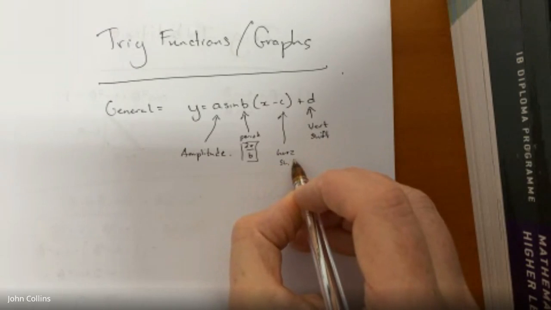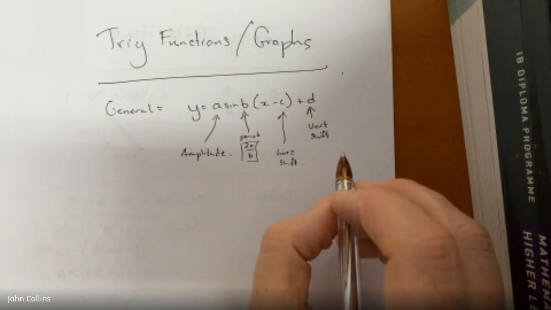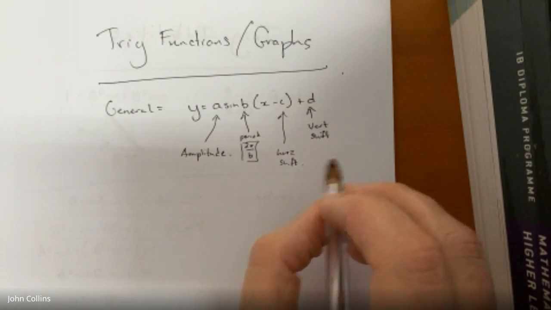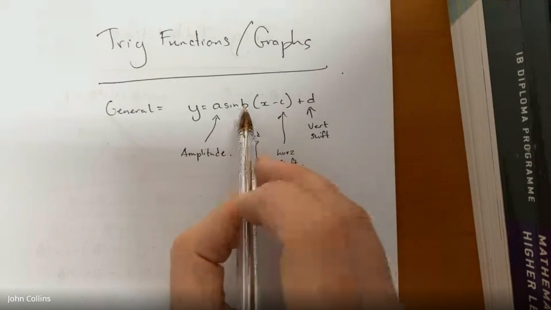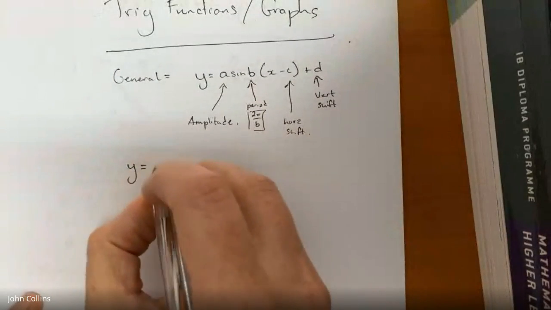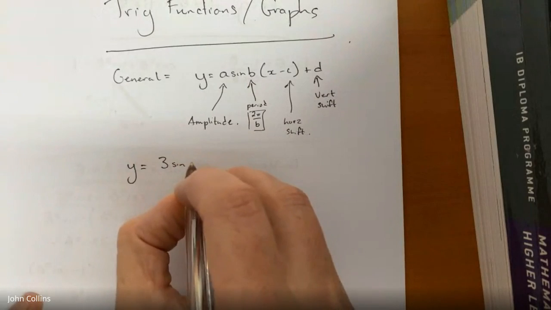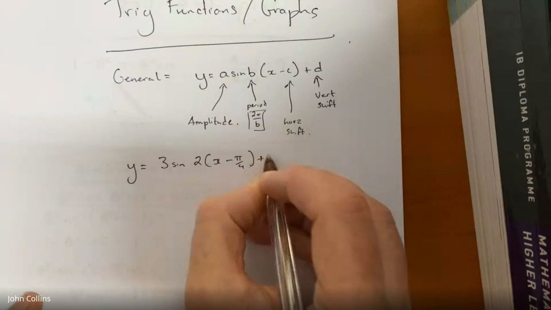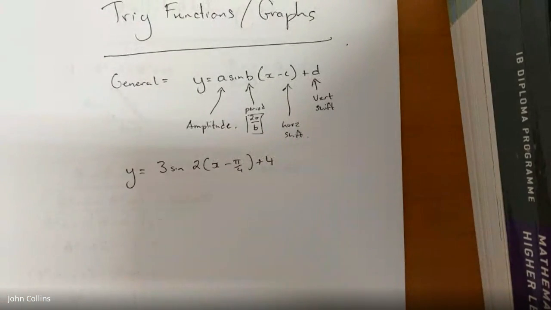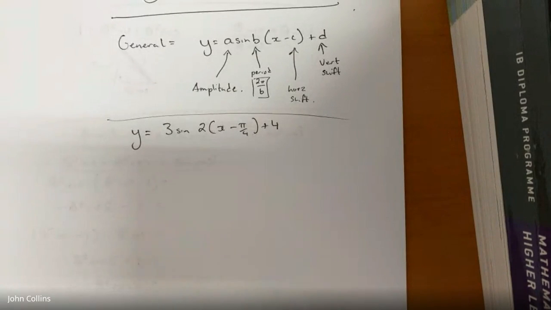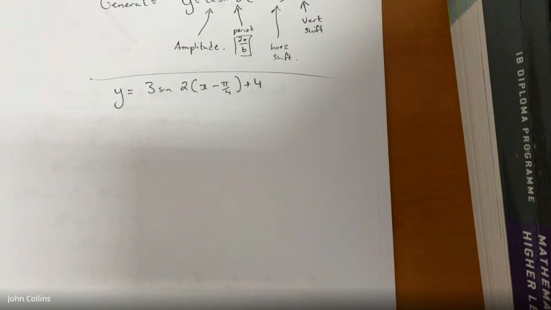Sir, how do you find B? You use 2 pi over B. So, let's draw one. I have one ready to go: y is equal to 3 sine 2 times x minus pi over 4 plus 4. They might ask you to sketch something like that. You have a go at sketching that, and then I'll have a go.